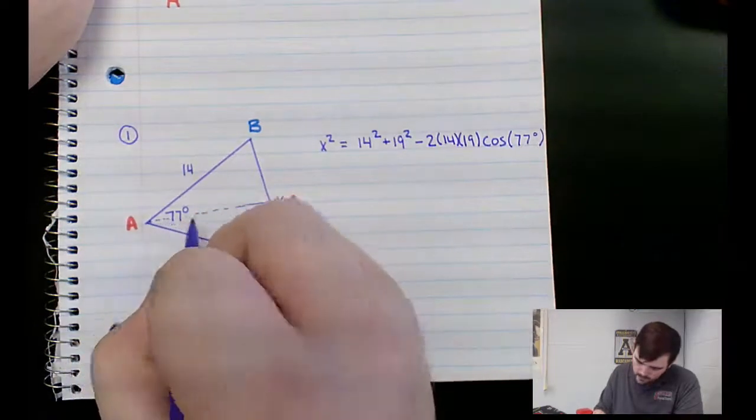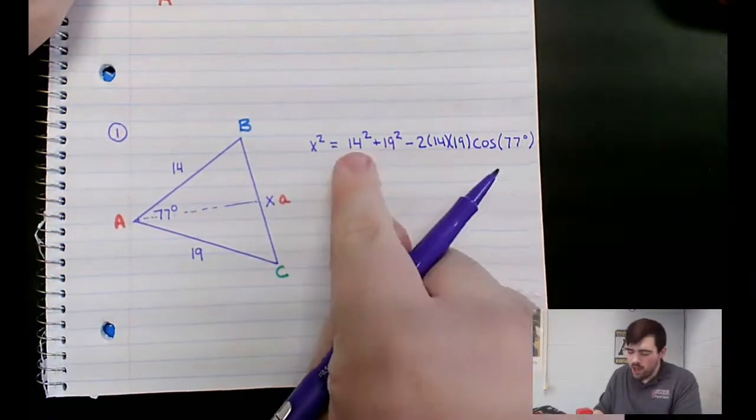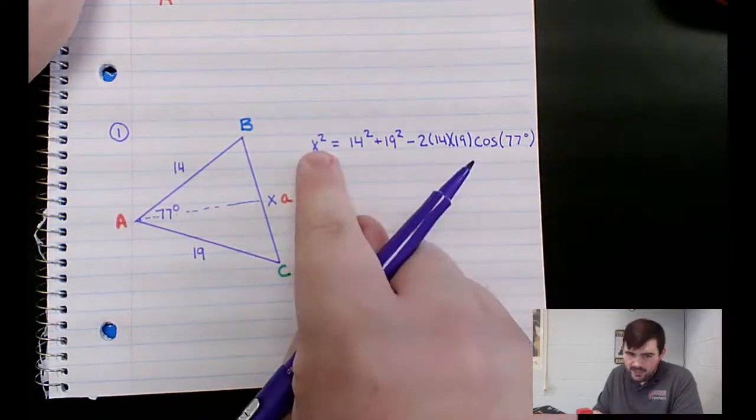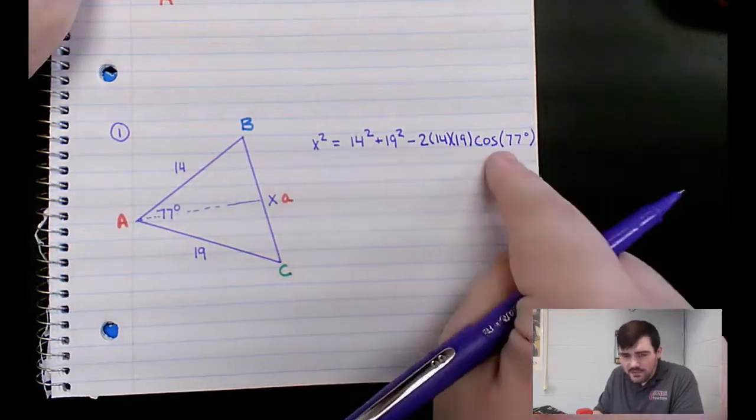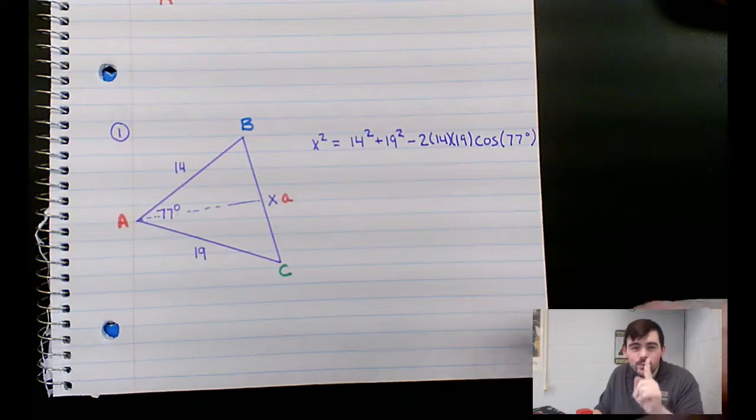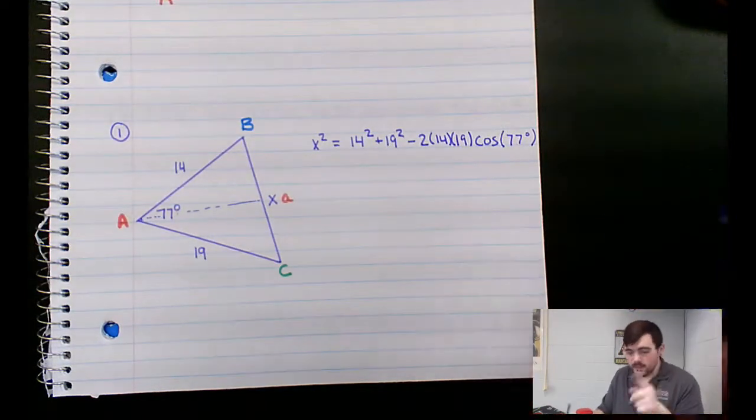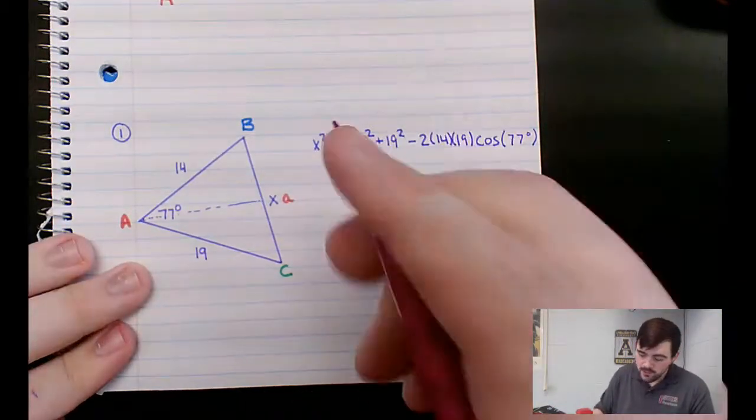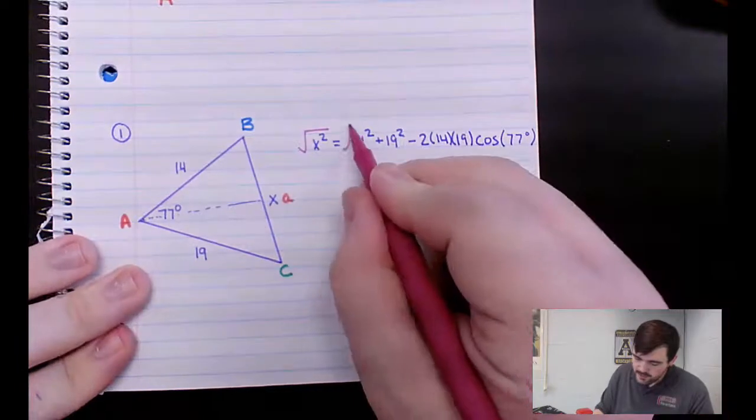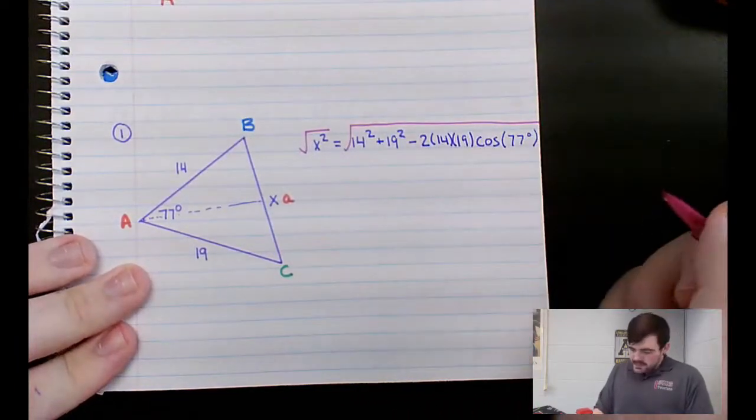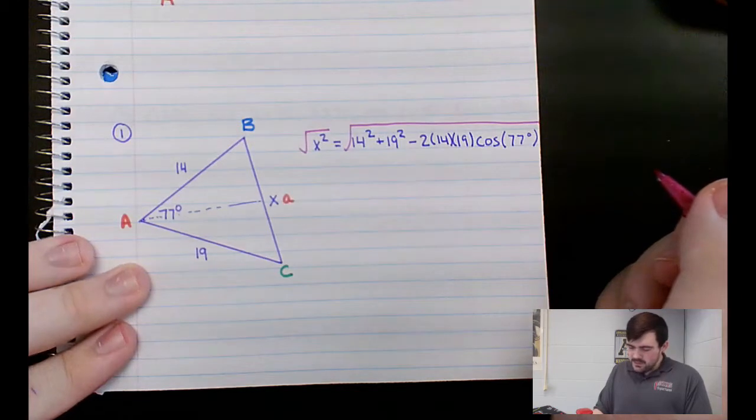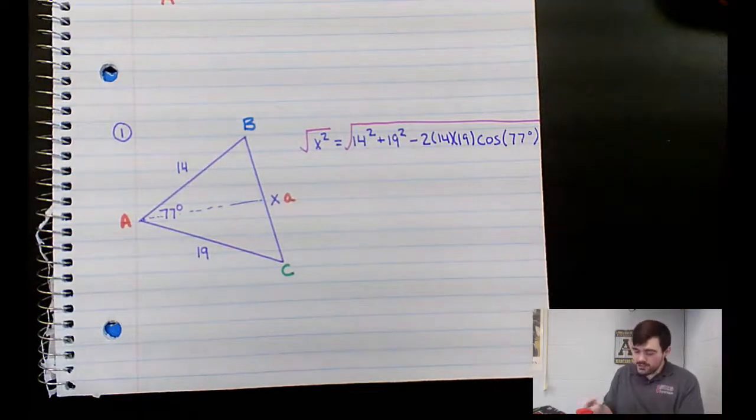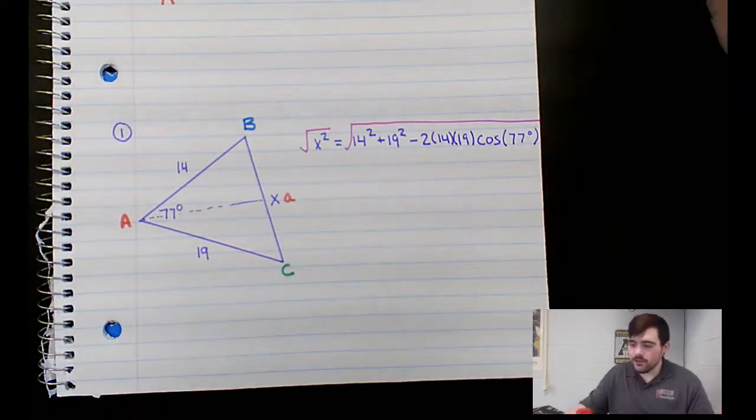Okay? Now, all of that evaluates to a number. I want x, not x squared. After you set all of this up, believe it or not, there is one step to getting my answer. And that one single step is take the square root of both sides of your equation. The square root of x squared and the square root of 14 squared plus 19 squared minus 2 times 14 times 19 times the cosine of 77. And what you can do is just type all of that into your calculator at once.